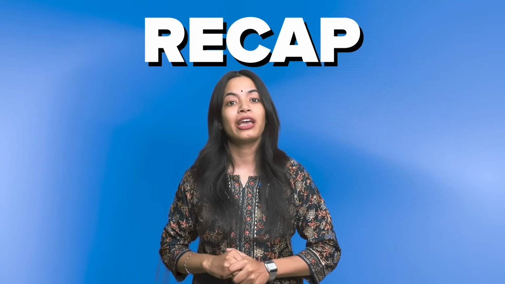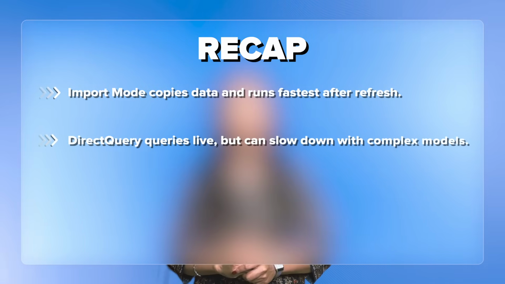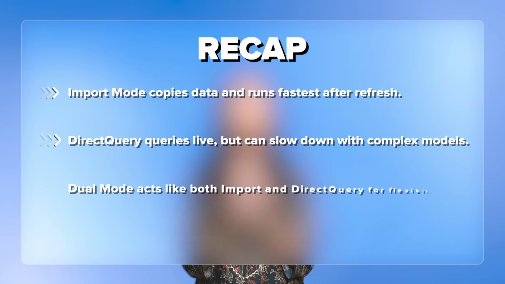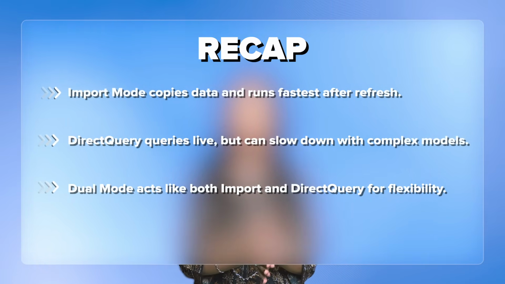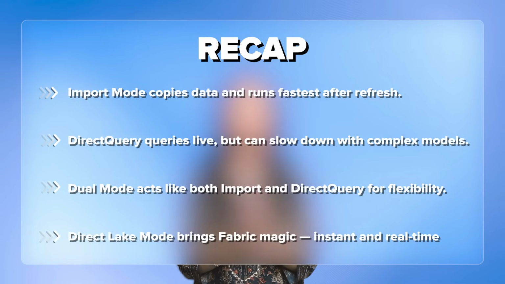That was quite insightful. So let's do a quick recap of what we learned today. Import mode copies data and runs fastest after refresh. Direct query is live but can slow down with complex models. Dual mode acts like both import and direct query for flexibility. Direct lake mode brings Fabric magic, instant and real time.